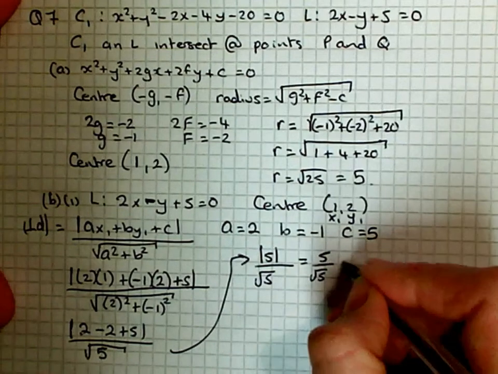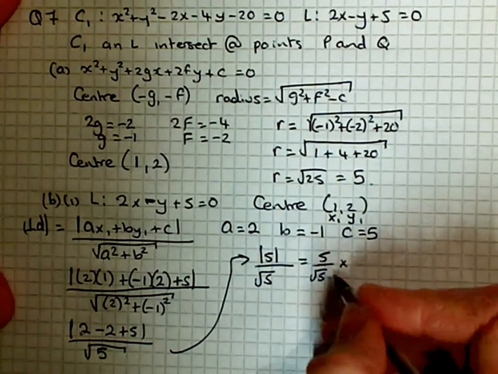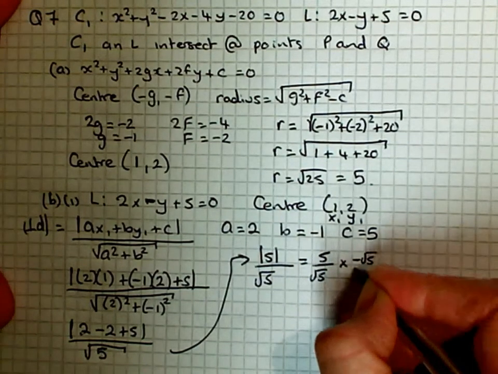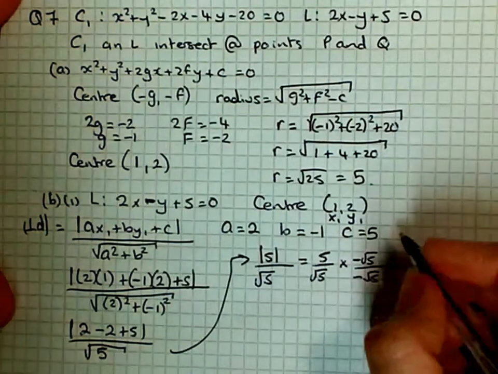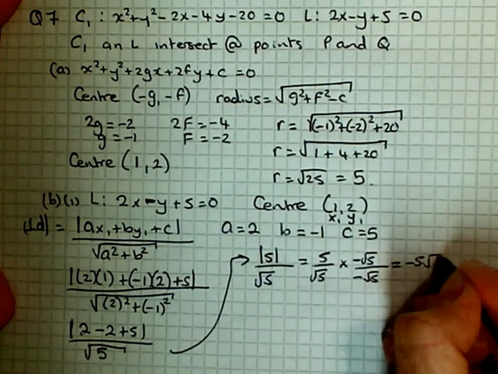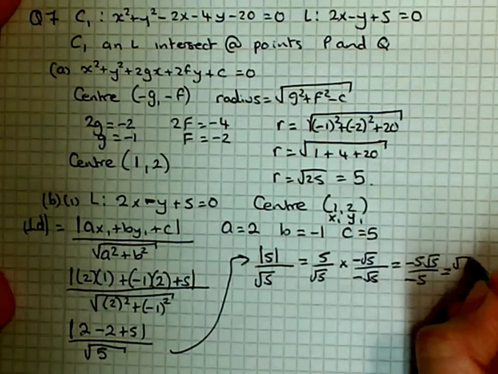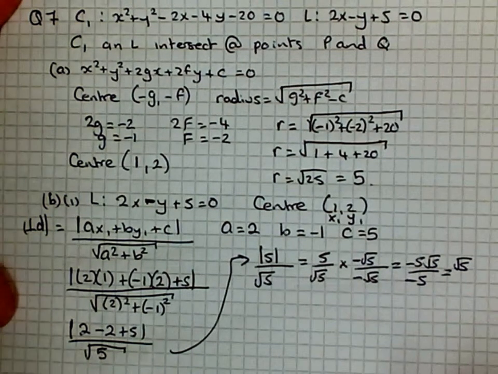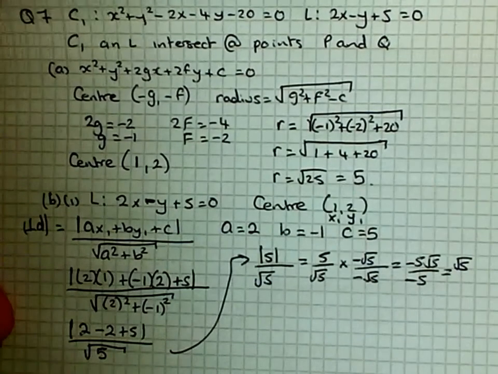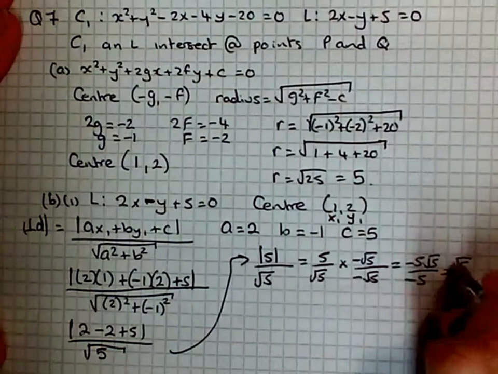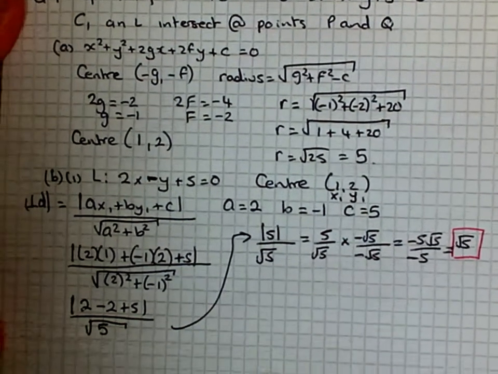Just to get rid of the surd on the bottom, multiply top and bottom by the conjugate, which is minus root 5 over minus root 5, which is going to give us minus 5 root 5 over minus 5, which is giving us a perpendicular distance of root 5. So that is our answer.